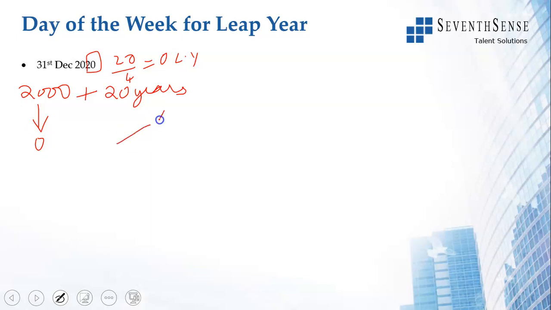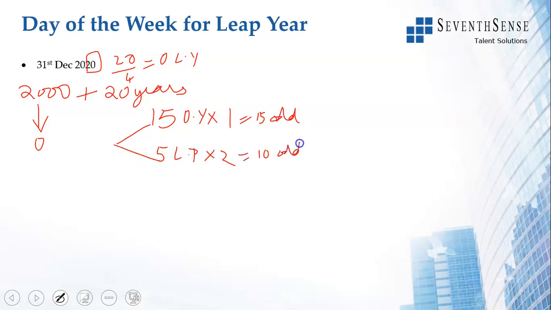In 20 years I have 15 ordinary years into 1, so 15 odd days. And I have 5 leap years into 2, 10 odd days. So totally it is 25 odd days. So 25 odd days, I keep it here.